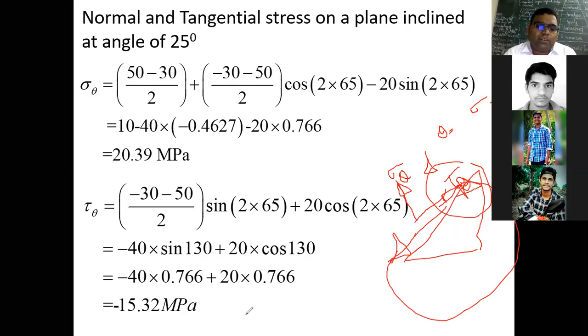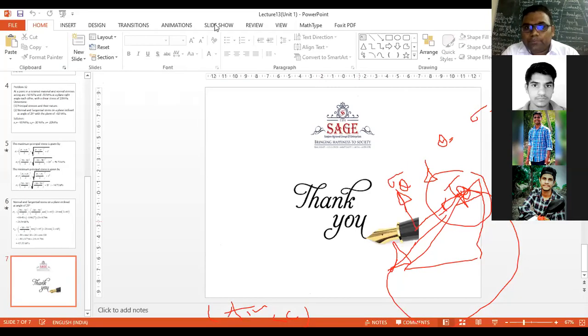Minus sign means anti-clockwise. Now you can remove this minus, and in brackets you can write anti-clockwise or counterclockwise, or you can write CC. CC means counterclockwise. So these are the two numericals. Let's remove all this. So this is all about the two numericals. Thank you so much for listening.